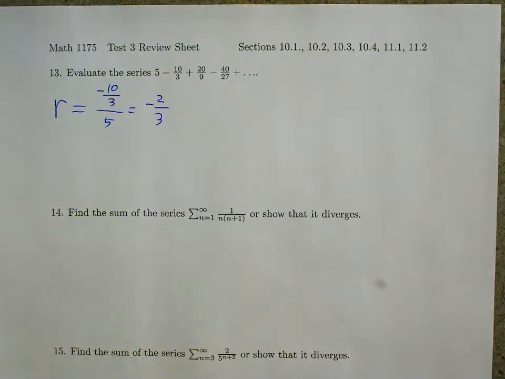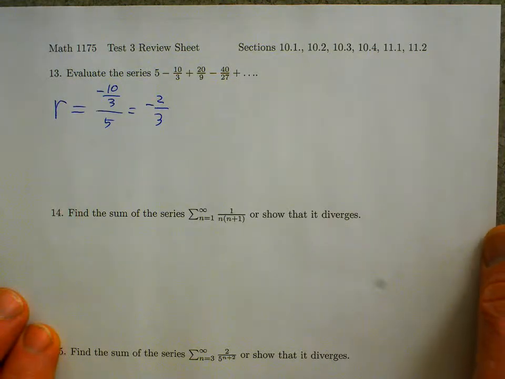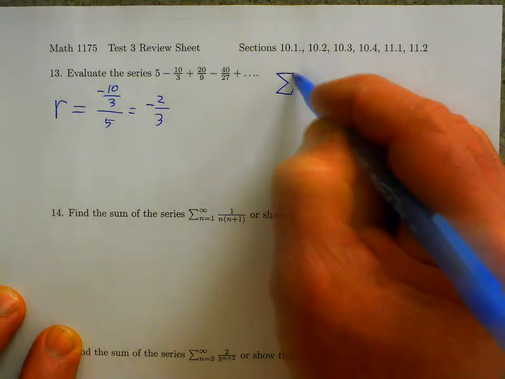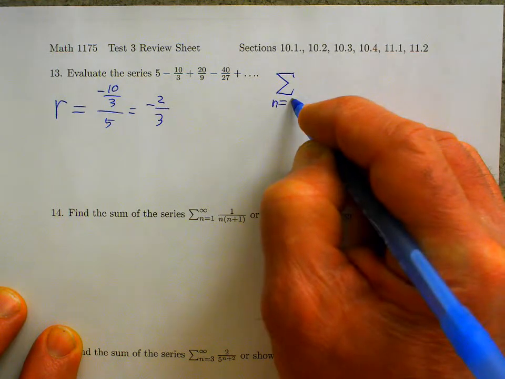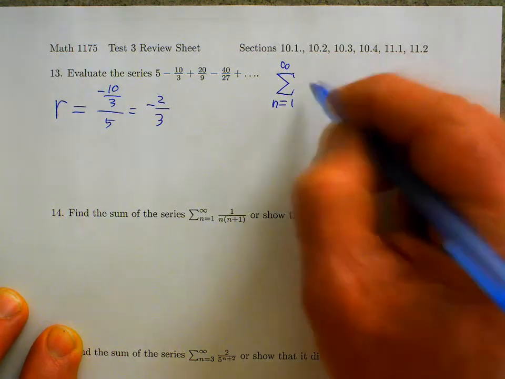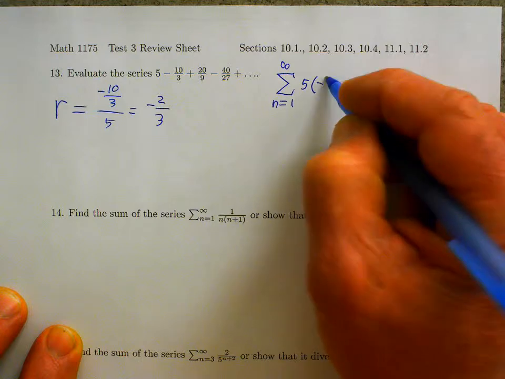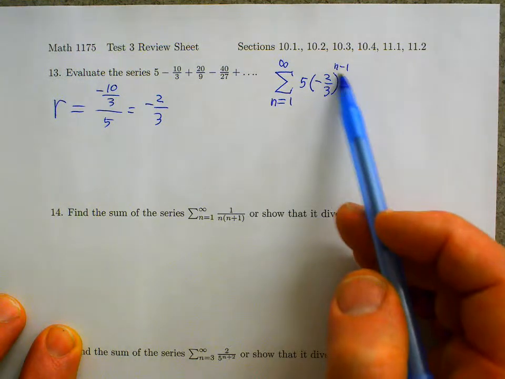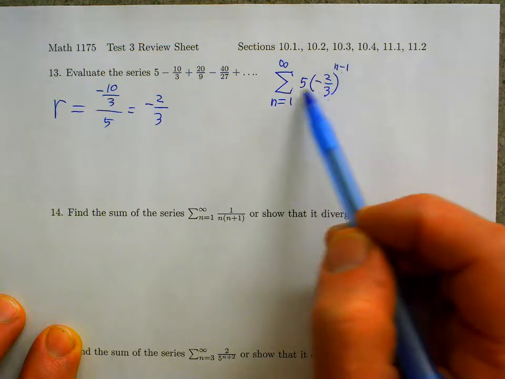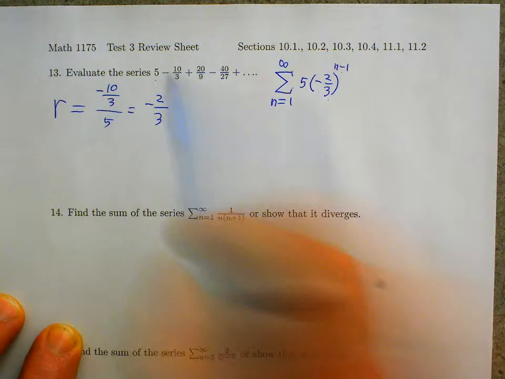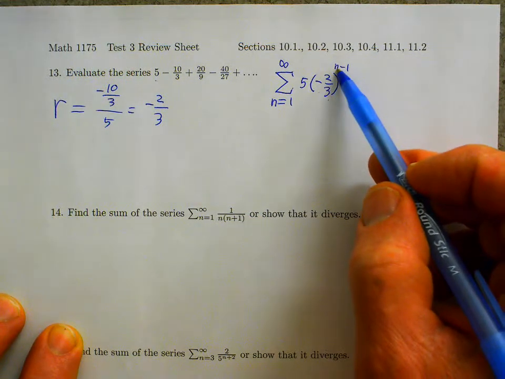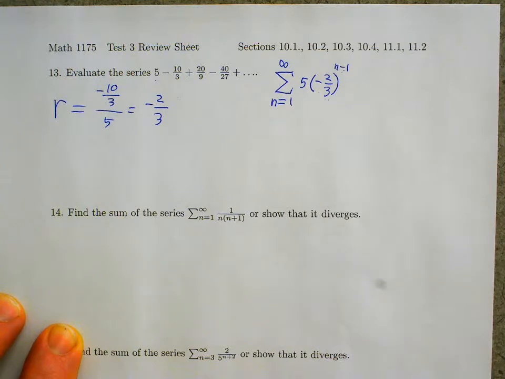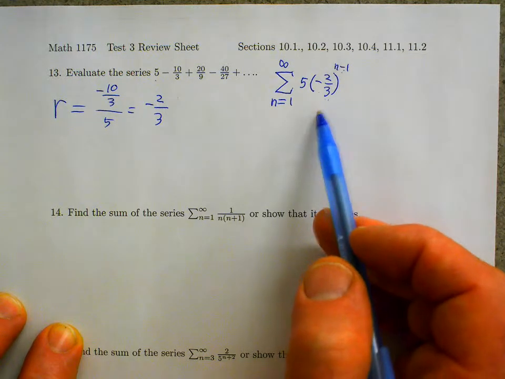So we know that it converges. How do we determine what it converges to? Well, we can put it into this form: the series where n starts at 1 and goes to infinity of 5 times the common ratio, -2/3, to the n minus 1. So when n is 1, n minus 1 is 0, and -2/3 to the 0 is 1. 5 times 1 is 5. When n is 2, 2 minus 1 is 1, and 5 times -2/3 is -10/3. So it appears that this is the appropriate form to write it in.